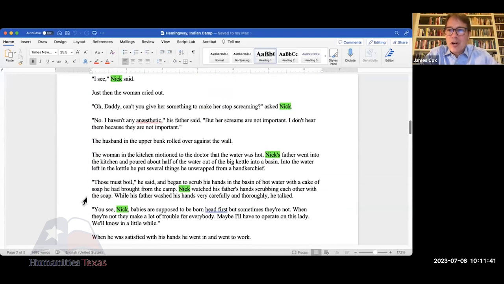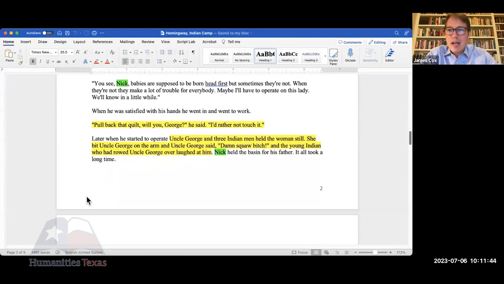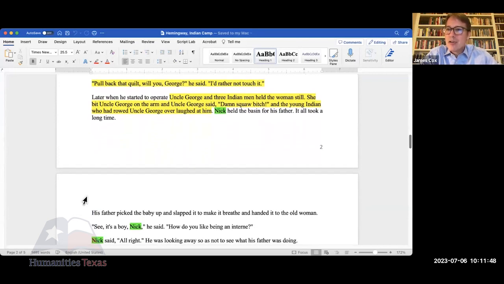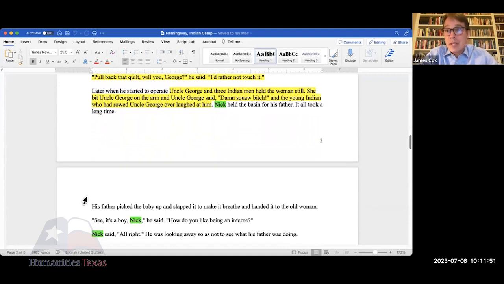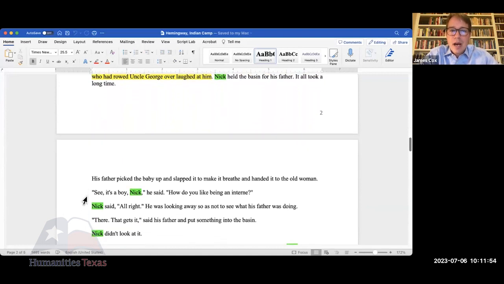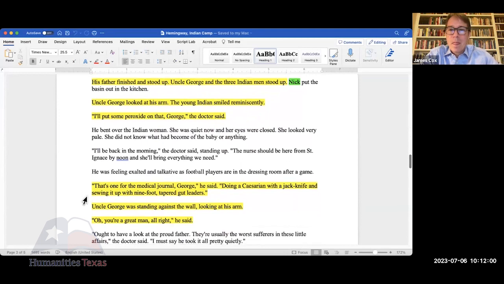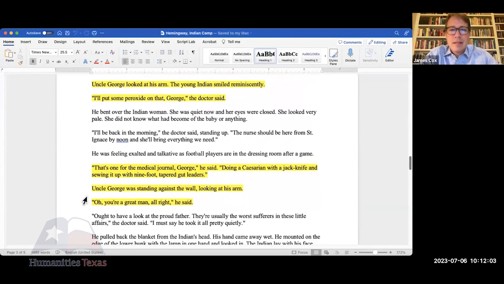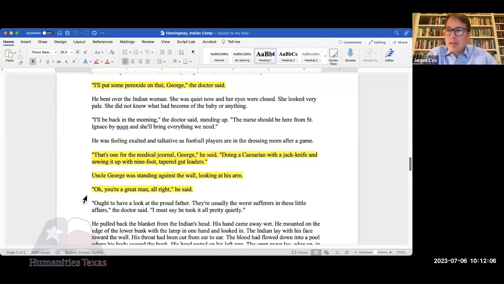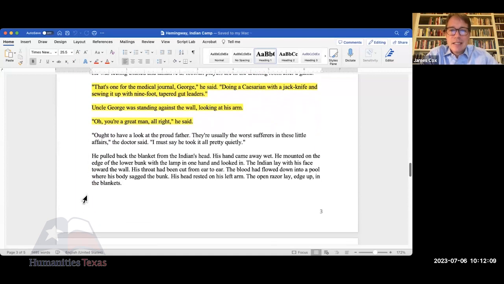Okay, and then you just keep scrolling. I'm going to try not to go too fast because I don't want to give anyone vertigo. But Uncle George participates in what becomes a C-section. He's still helping. He's been bitten. His brother, Nick's dad, says, I'll put some peroxide on that. His dad, this is really important about Nick's dad, Dr. Adams, is full of adrenaline at this point. He's really proud of himself for doing a cesarean section with a jackknife and sewing it up with fishing line.